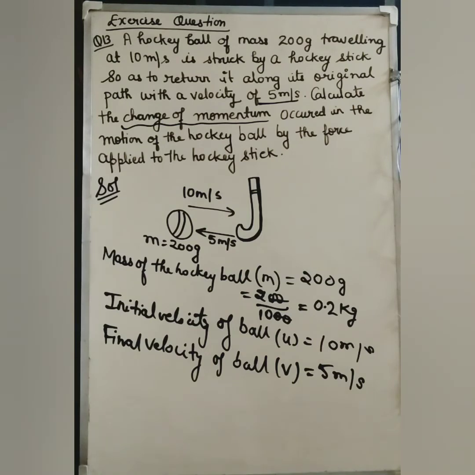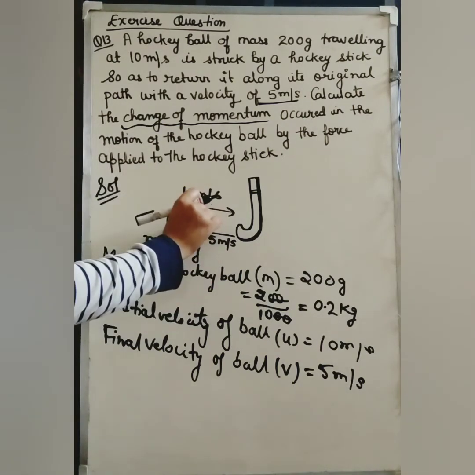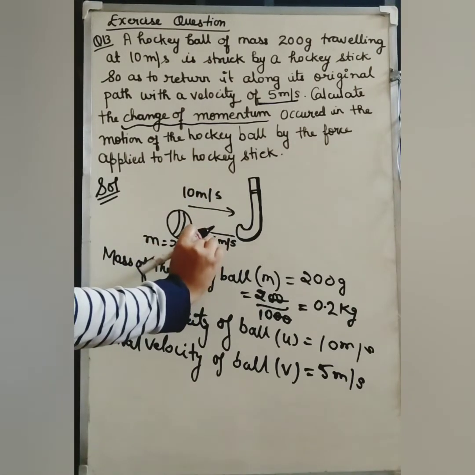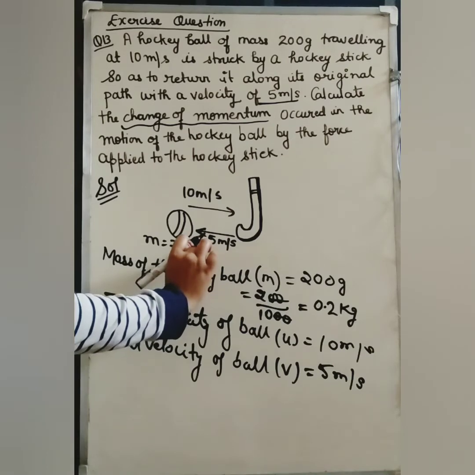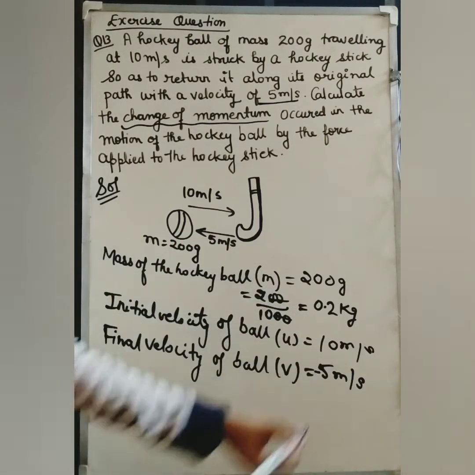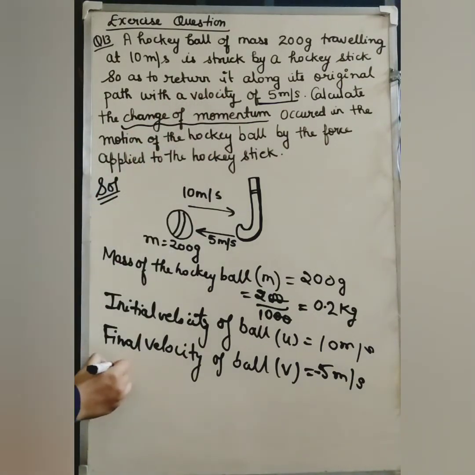Now see here, the direction of the final velocity is opposite to the direction of the initial velocity. So how will you show this opposite direction? You will show this opposite direction by a minus sign. Okay, so we have to find out the change in momentum now.